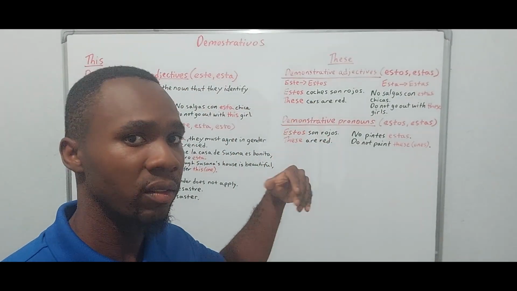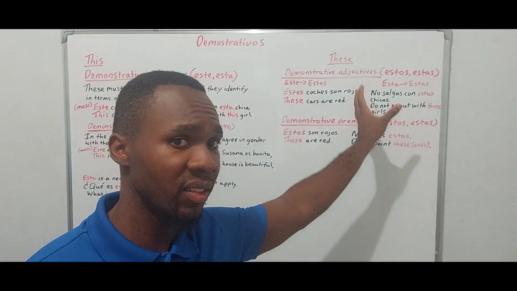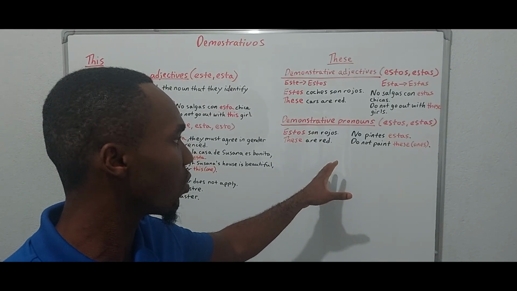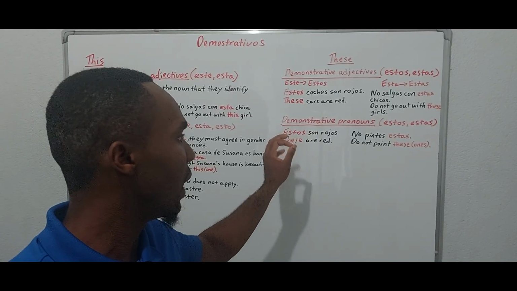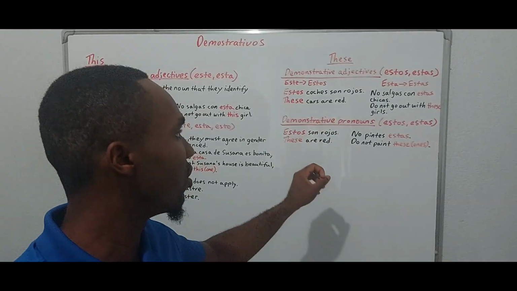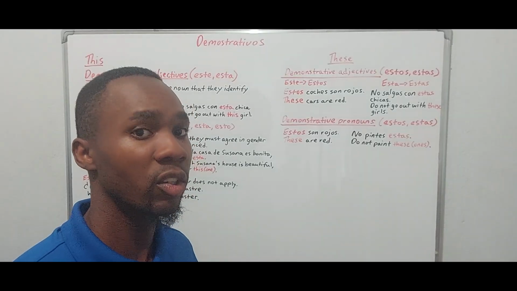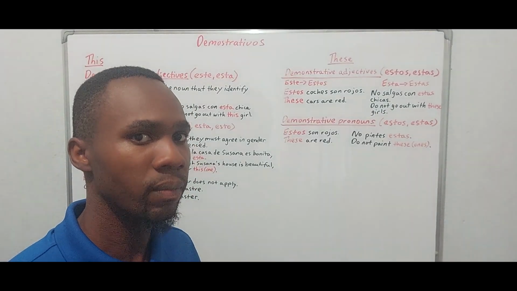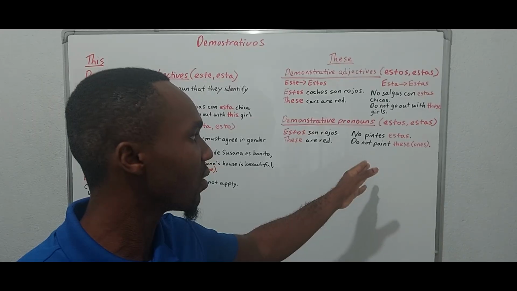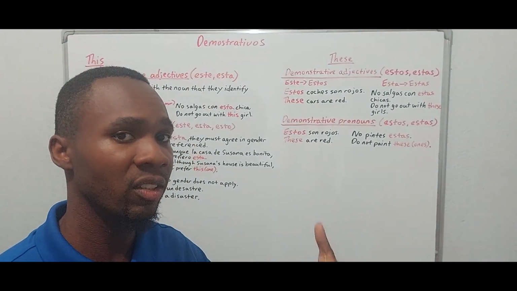And of course, let's do the plural counterparts. So these, as demonstrative pronouns, are going to be estos and estas, same as the adjectives. So, estos son rojos. These are red. In this case, we know that we are talking about the cars, so we can just replace that by saying estos son rojos. Okay? Because we know we're talking about the cars. And here, no pintes estas. Do not paint these ones. We're talking about something specific.